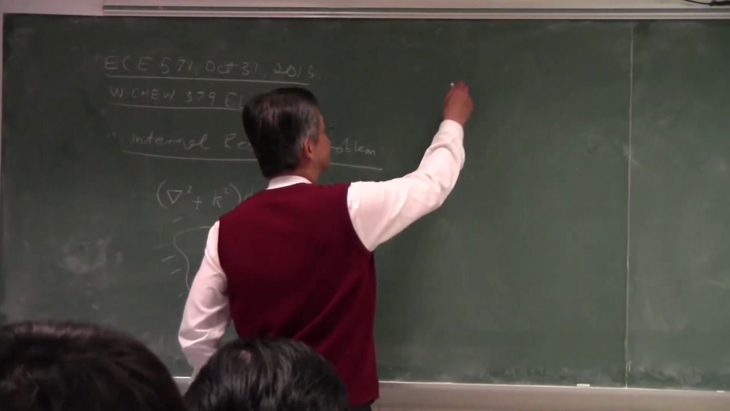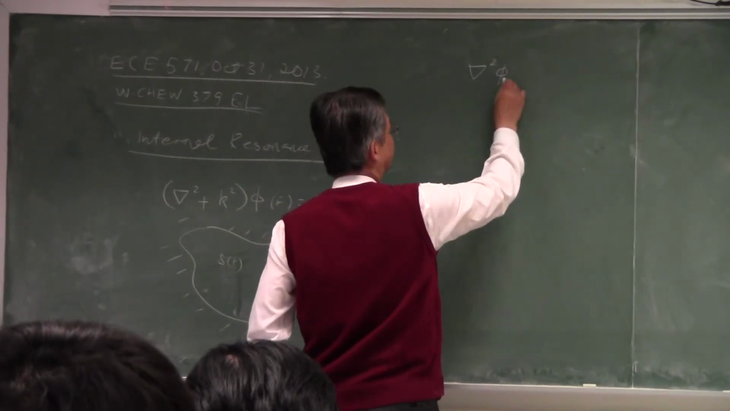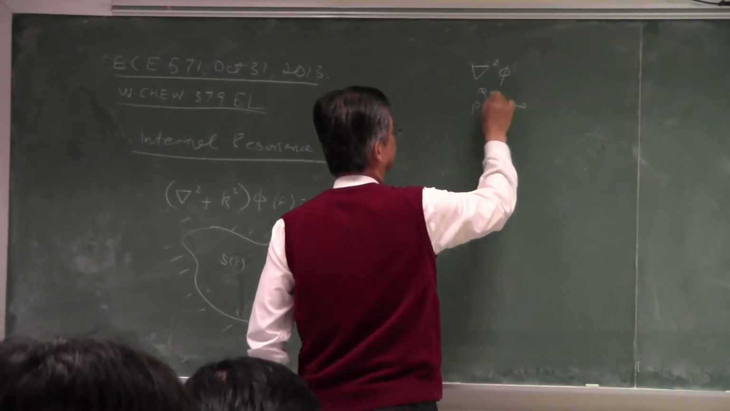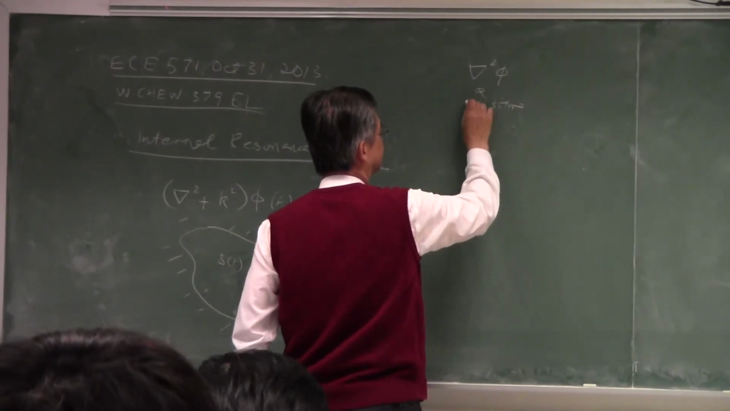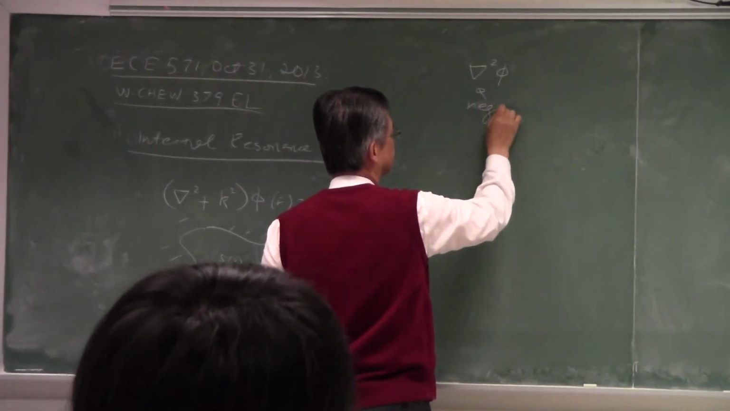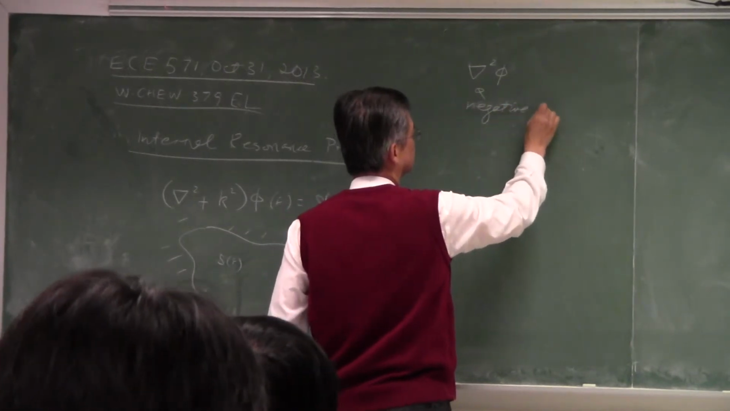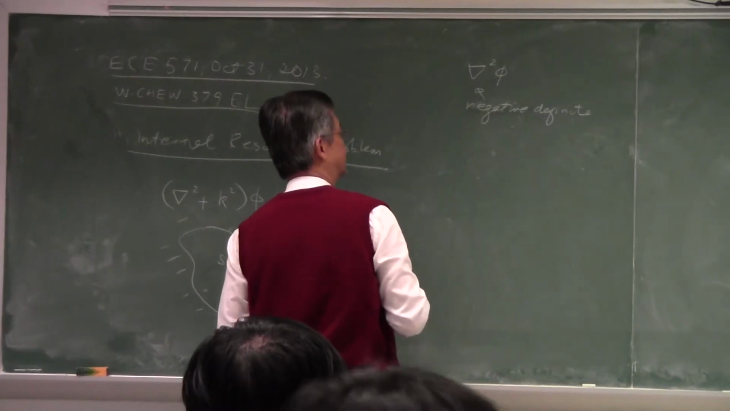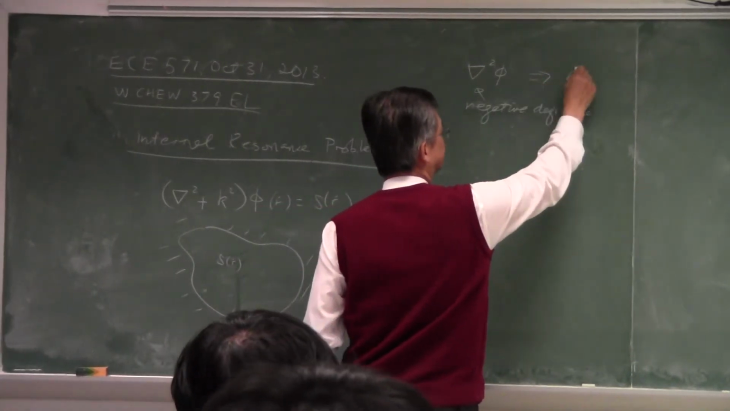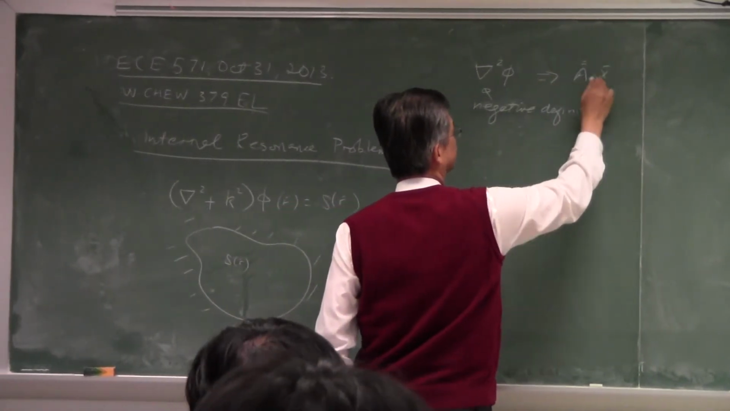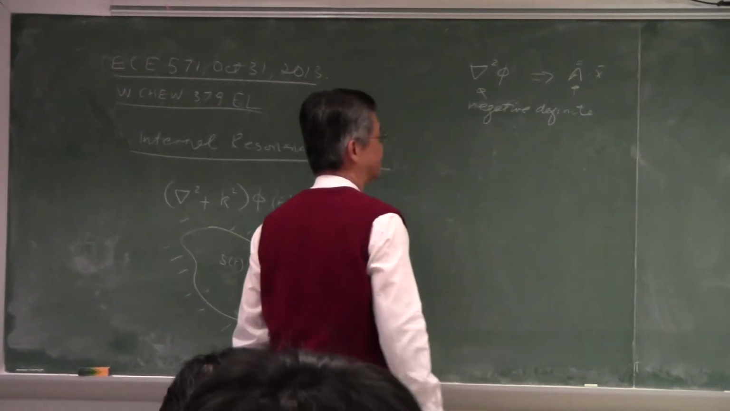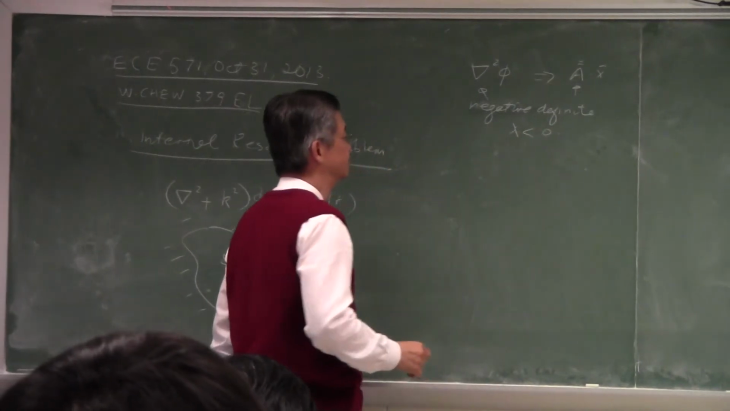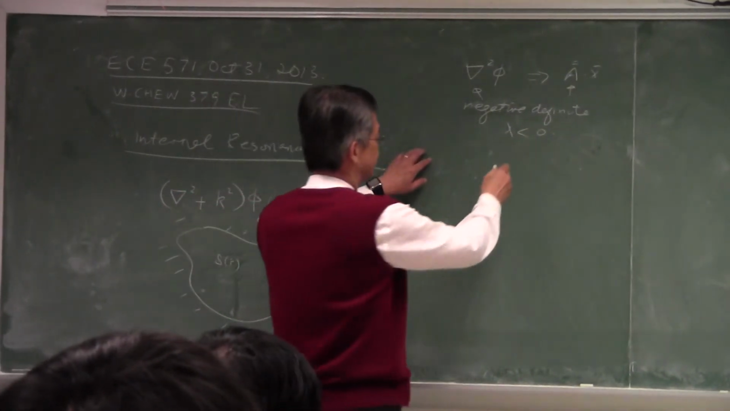One thing I want you to note is that this Laplacian operator is a negative definite operator. Which means that if you convert this into a matrix system A·x, this A is always negative definite, which means that all the eigenvalues are less than 0. So all the eigenvalues of the system are less than 0.